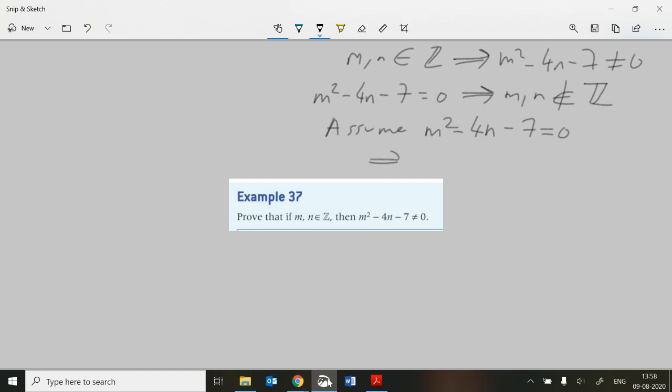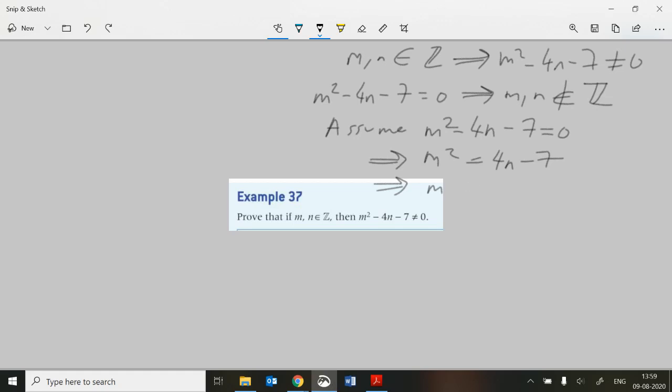So this implies, what can we say about m squared? Let's take the other stuff to the other side. We've got 4n minus 7. Now you can see that 4n minus 7 is an odd number. So this implies that m is odd.